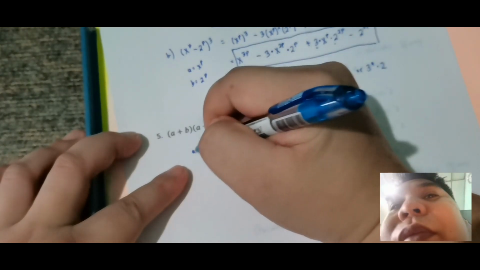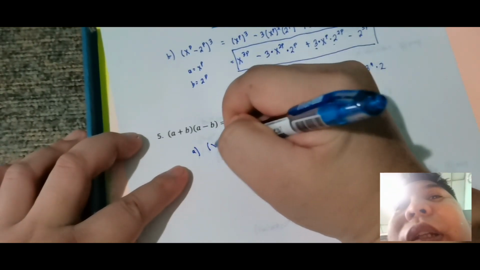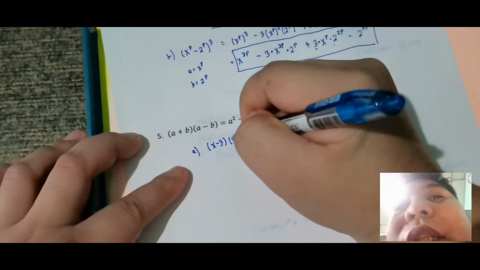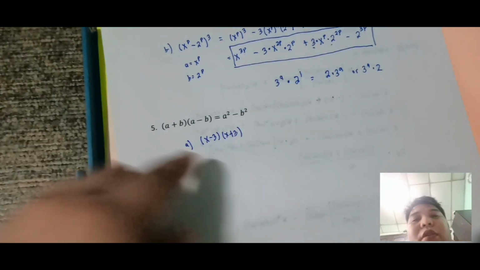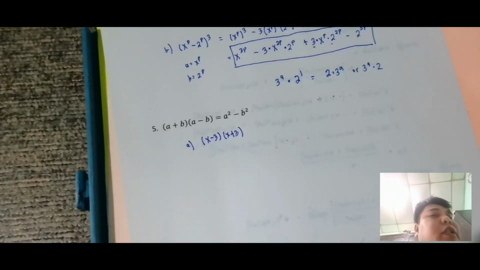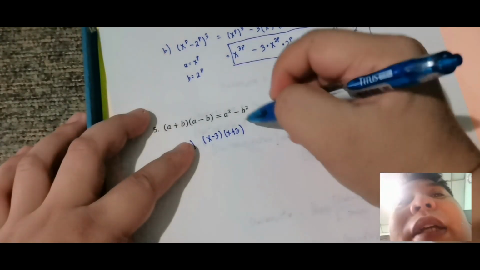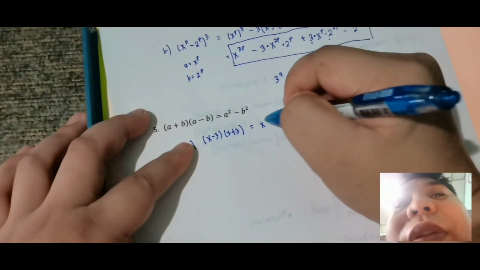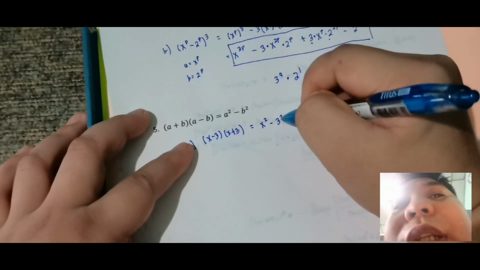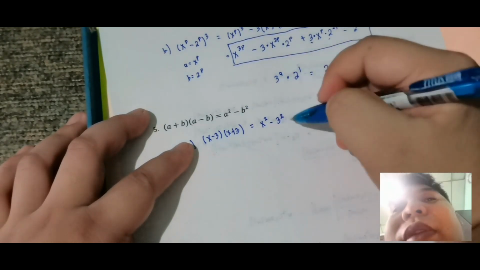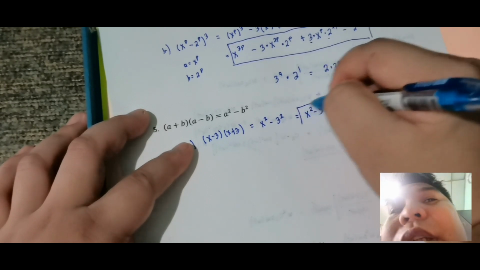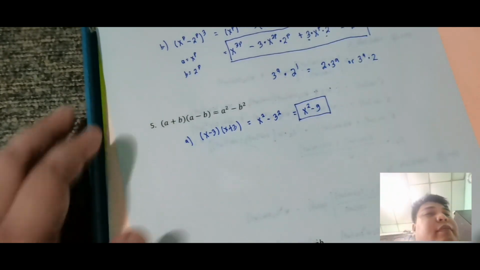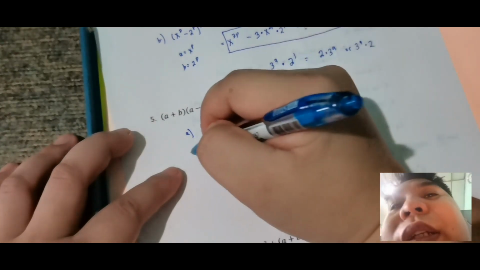So for example, letter A, for example, x minus 3 times x plus 3. So kung napapansin nyo, yung first term is x, second term is 3. So therefore, ano na mangyari? So that is equal sa x squared minus 3 squared. Kasi minus yung formula eh. Which is equal lang sa x squared minus 9. So therefore, ito yung sagot. Yan o kasimple.